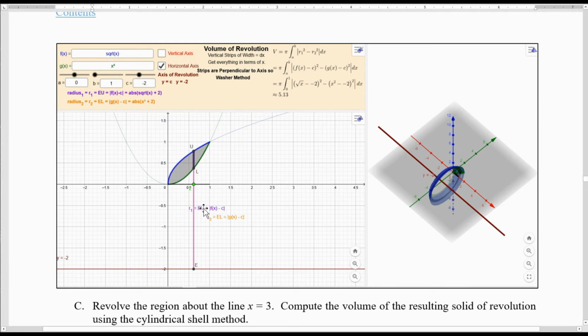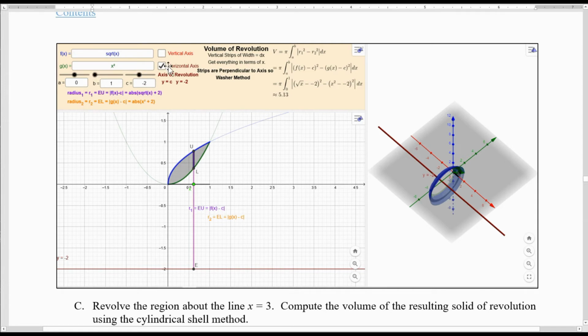You can put in your formula for the top and bottom. They have to be written in terms of x. So any time you use a vertical strip, you have to solve those boundary equations in terms of x. So you have a top and bottom equation, and then you have left and right limits a and b, which you can enter with the sliders of the box.